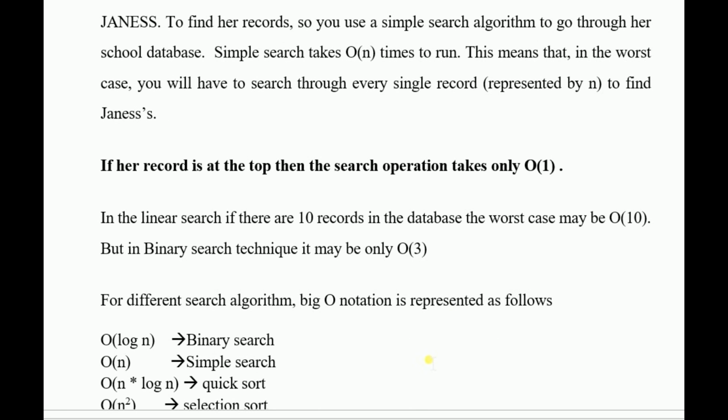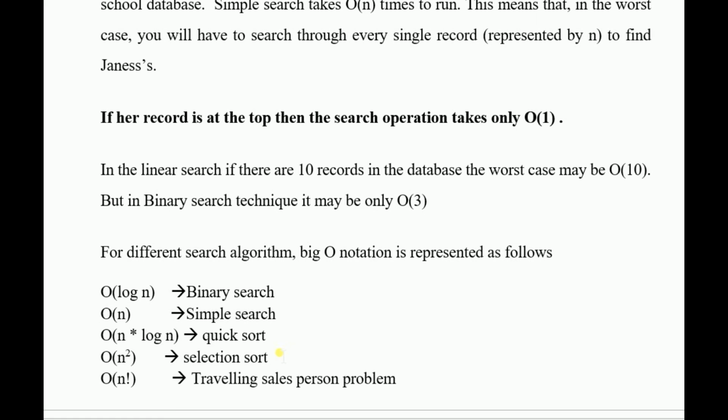For different search algorithms, big O notation is represented as follows. O(log n) for binary search. The logarithm of n is very small; you can find it using a calculator, just take log of 10. Binary search is O(log n). O(n) is simple search. If there are 10 values in the list, it will take 10 operations to complete. That is the worst case, so here we have specified the worst case.